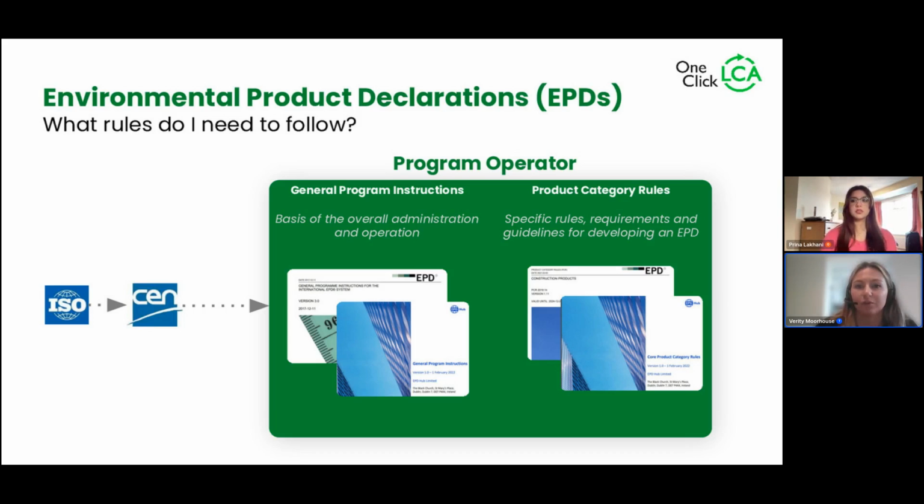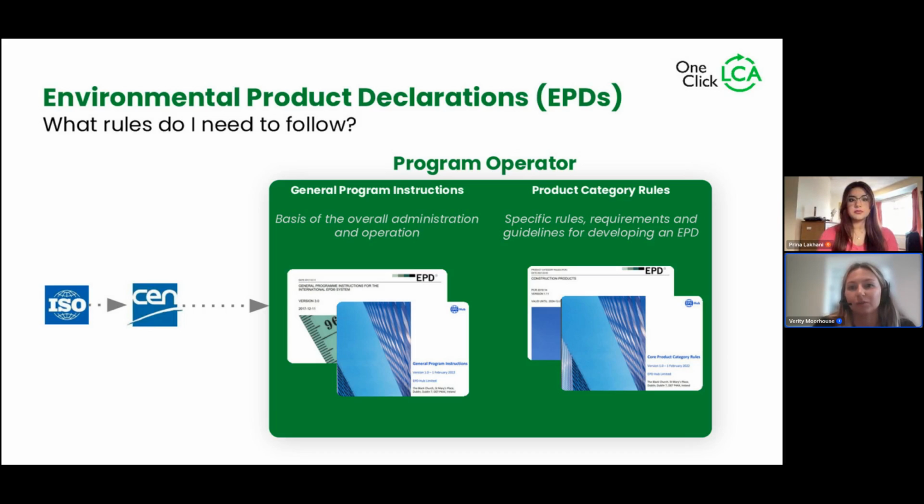And then also product category rules. So they can create specific rules for groups of products, which basically ensure you're comparing apples with apples. So if going back to the flooring example, if one manufacturer uses a declared unit of meters squared and the other one uses a declared unit of kilograms, then when you're comparing them, it becomes very hard to know which one is greener. So product category rules outline a lot of things, but one of them is a declared unit.